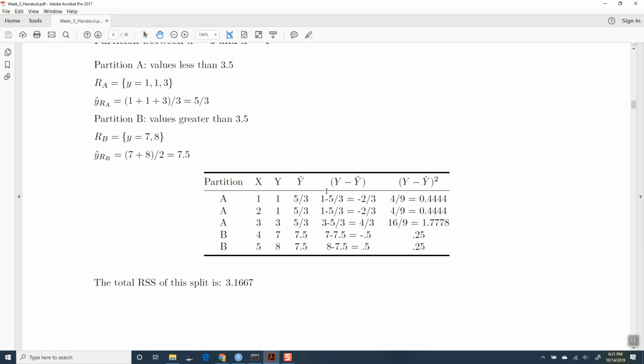Okay, so I do, so 5/3 is 2 2/3. No, what did I do?